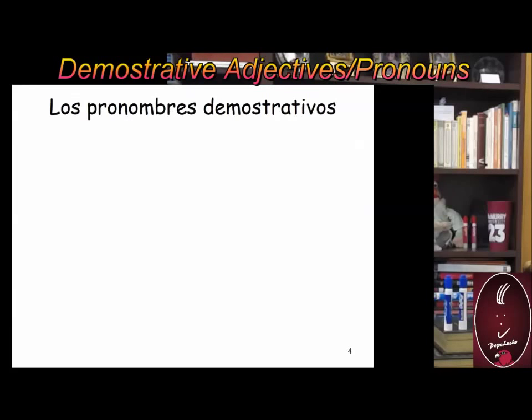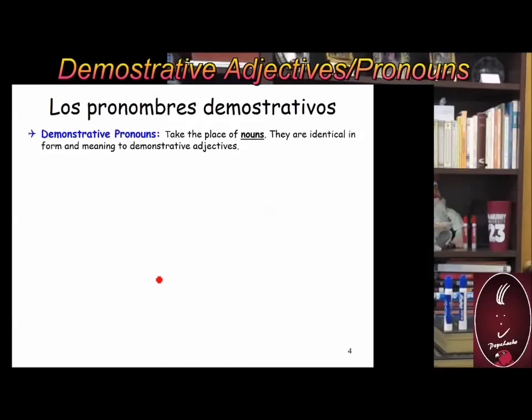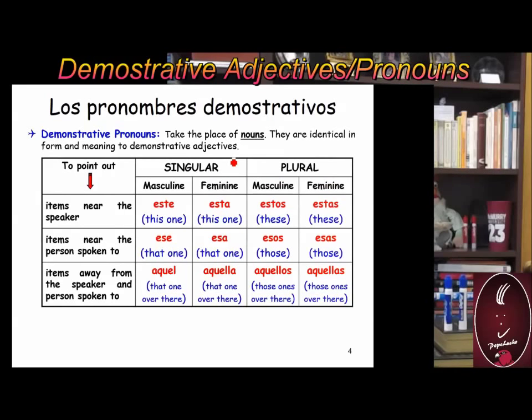Let's review demonstrative pronouns. Demonstrative pronouns take the place of the noun. So they replace the noun. Once they replace a noun, they are called demonstrative pronouns, and they are identical in form and meaning to the demonstrative adjectives. Basically, they are the same. The only difference is that when demonstrative adjectives replace the noun, they are called demonstrative pronouns.